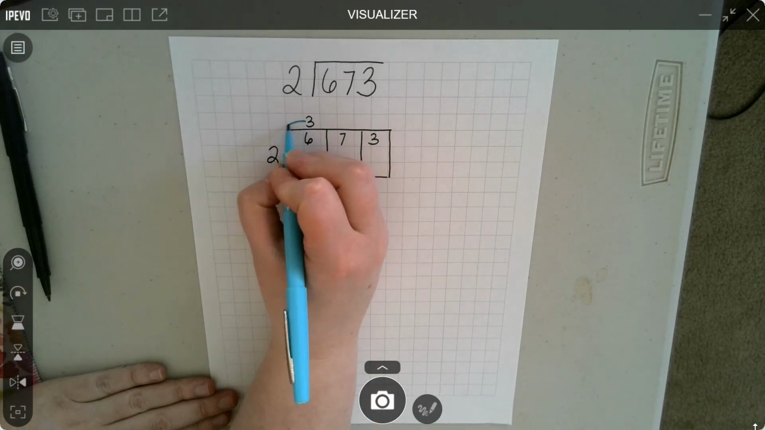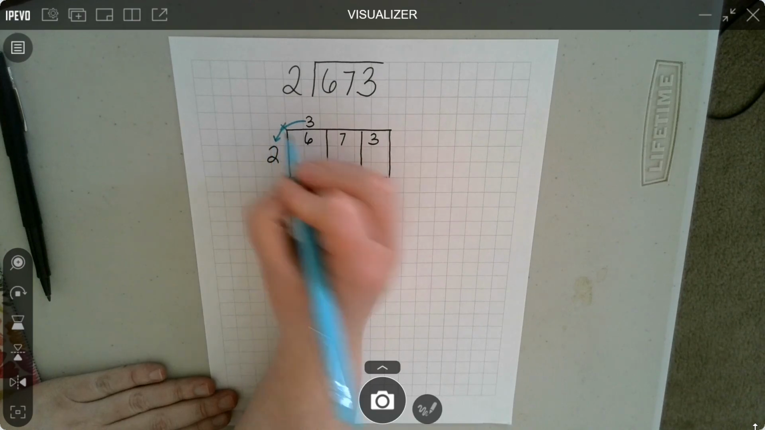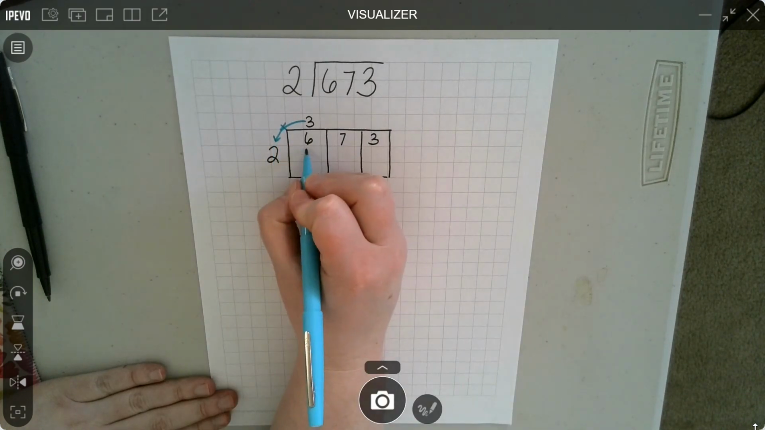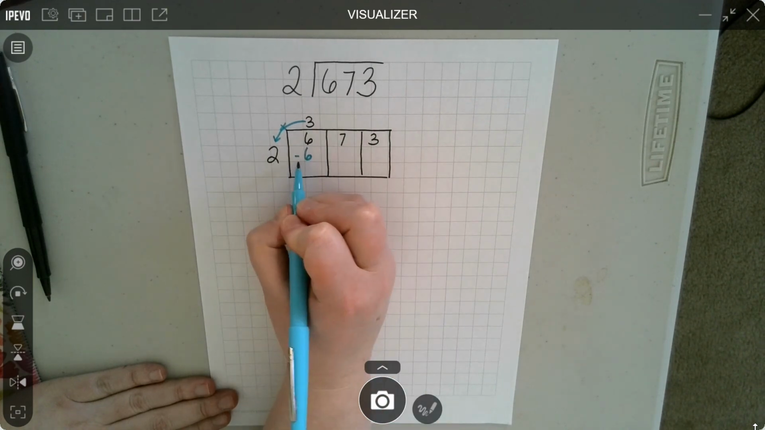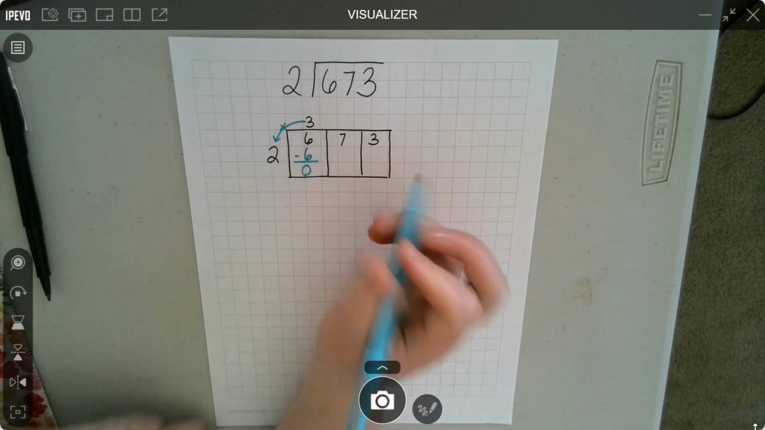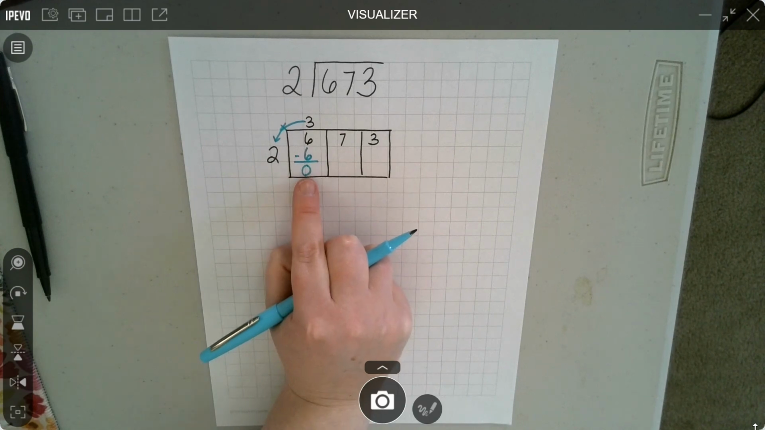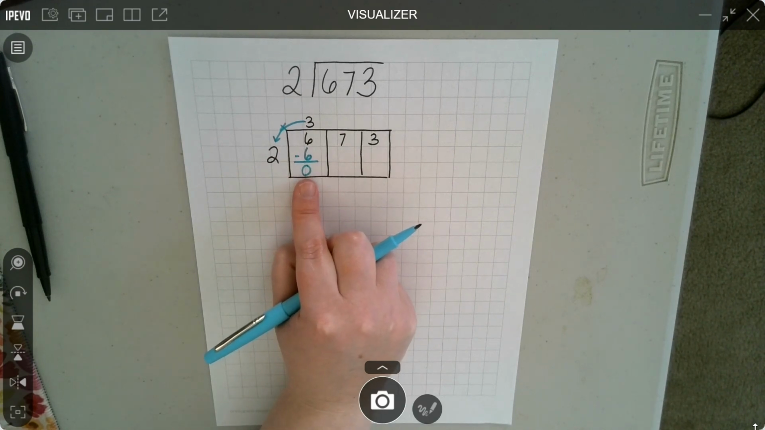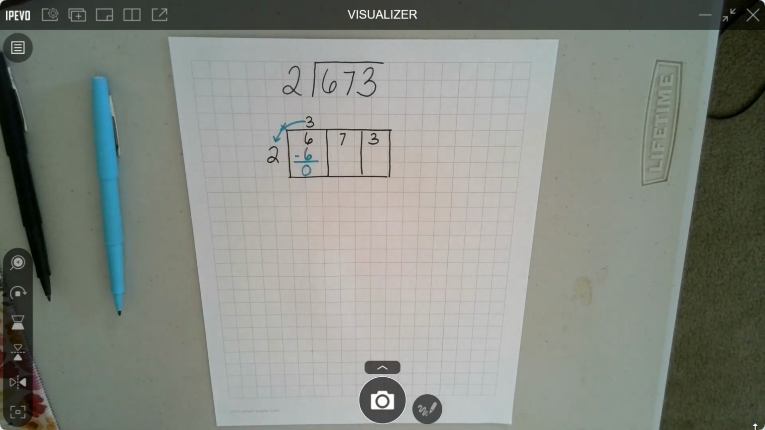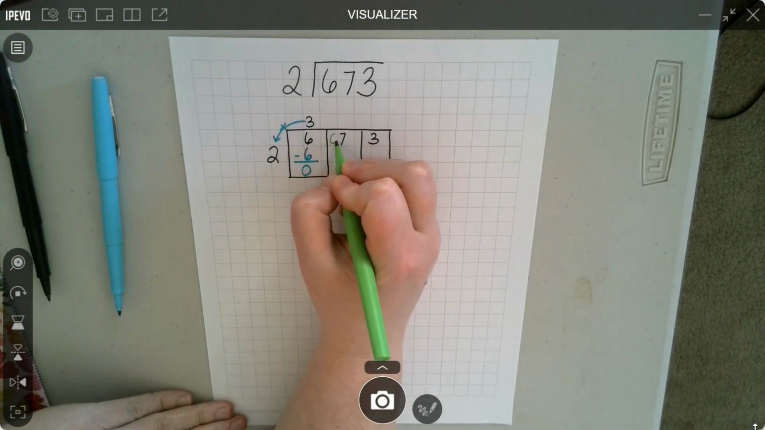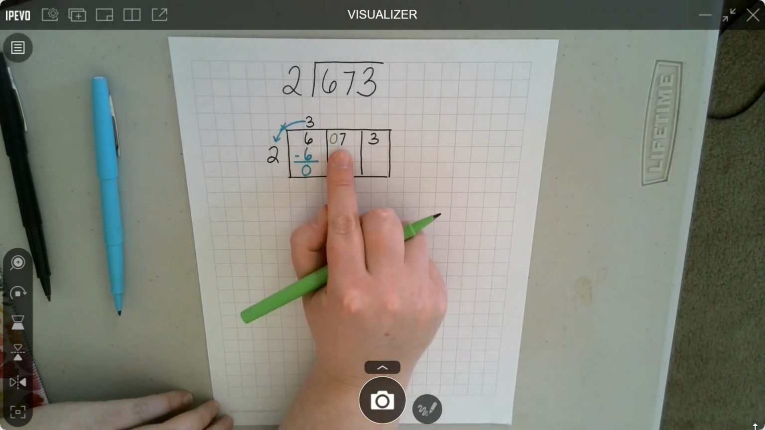What's 2 times 3? 6. Very good. So I'm going to put 6 inside of the box underneath the 6 on top. Subtract it out. 0. Now, I have nothing here. Now, 0 is an amount, but it's not something I can drag up here. Even if I did drag that 0 up, that won't change the value of that 7 at all.